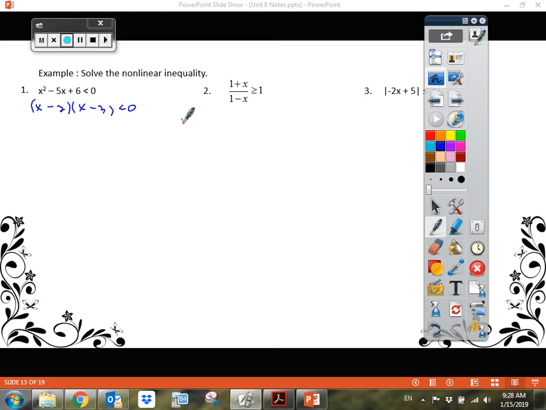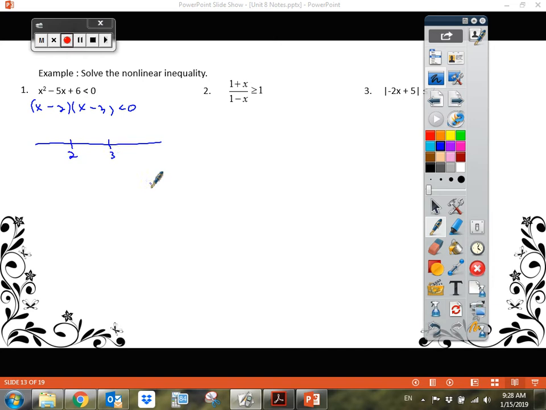Alright, so the reason that we're factoring is because we want to know where this polynomial is 0. That's what's going to go on a number line. We're going to do sign analysis. And so we have our number line. We've got a 2 and a 3.